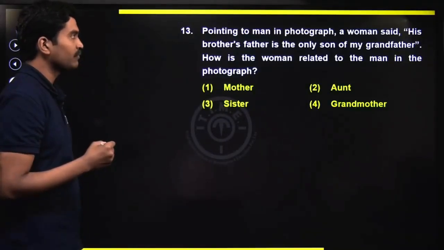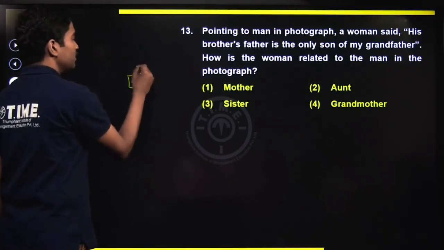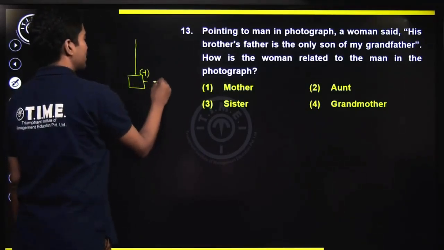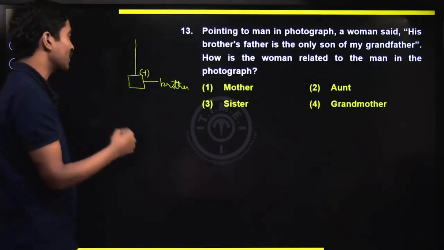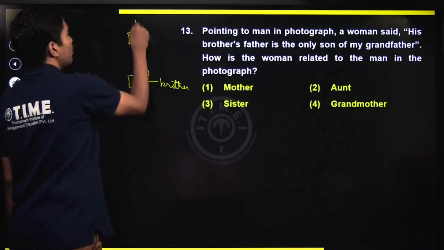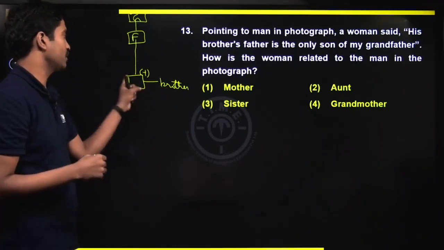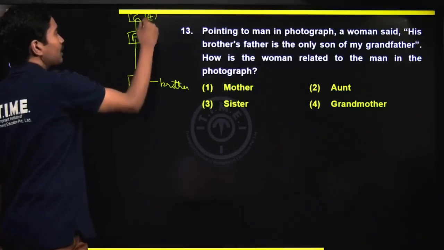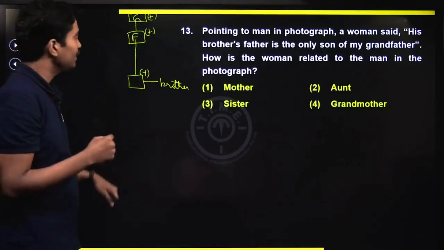Pointing to a man in a photograph, a woman said, this man in the photograph, I don't know who he is, but he is a man, so I'll just put a plus here. Pointing to him, a woman said, his brother's father, which means same as his father, right? His brother's father is not different from his own father. His brother's father, okay, let's call him father F, is the only son of my grandfather. Alright, so this man in the photograph, he has a brother and he has a father. His father is the only son of my grandfather. Alright, so this lady, this woman is sharing this grandfather. Now, how can that happen?